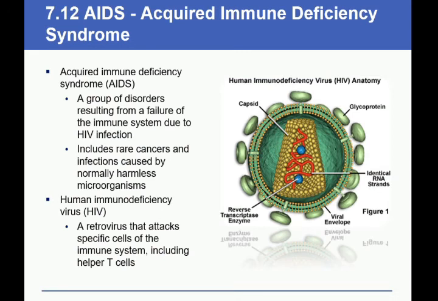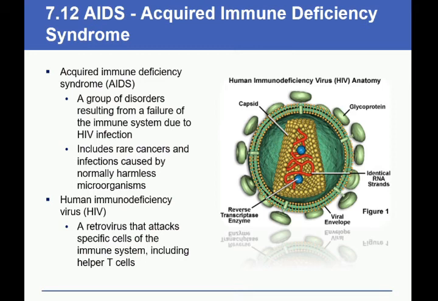AIDS, Acquired Immune Deficiency Syndrome. Acquired Immune Deficiency Syndrome is a group of disorders resulting from failure of the immune system due to HIV infection. It includes rare cancers and infections caused by normally harmless microorganisms. Human Immunodeficiency Virus, HIV, is a retrovirus that attacks specific cells in the immune system, including helper T cells.